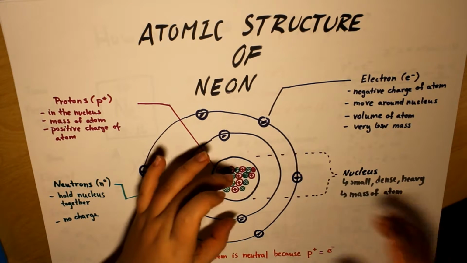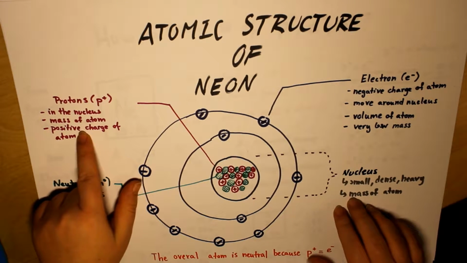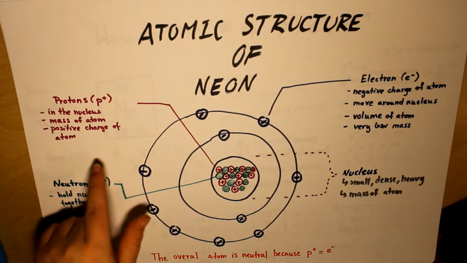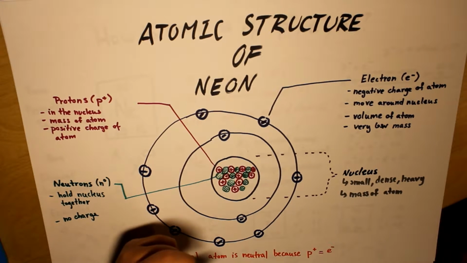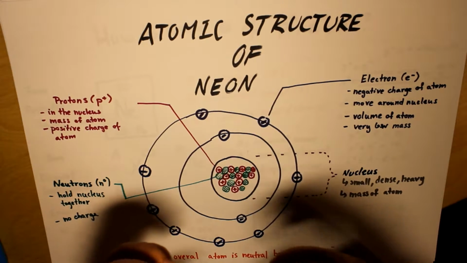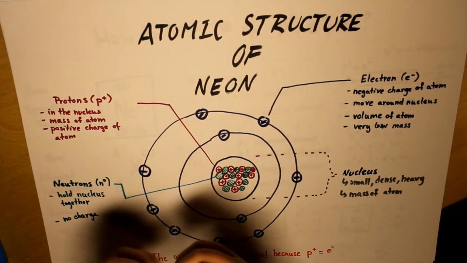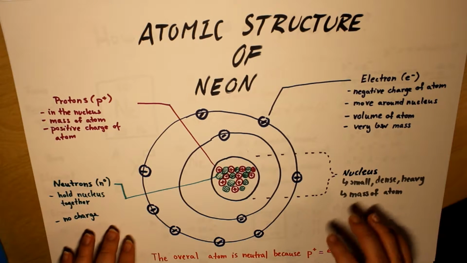In the nucleus there are protons and neutrons. Protons, as I wrote right here, are in the nucleus. They're half of the mass of the atom, almost all the time, and they're the positive charge of the atom. Whereas neutrons hold the nucleus together. Basically, they hold the protons together, because all the positives, because of repulsion, are going to push away from each other, and the neutrons hold them together. And that is why they have no charge.